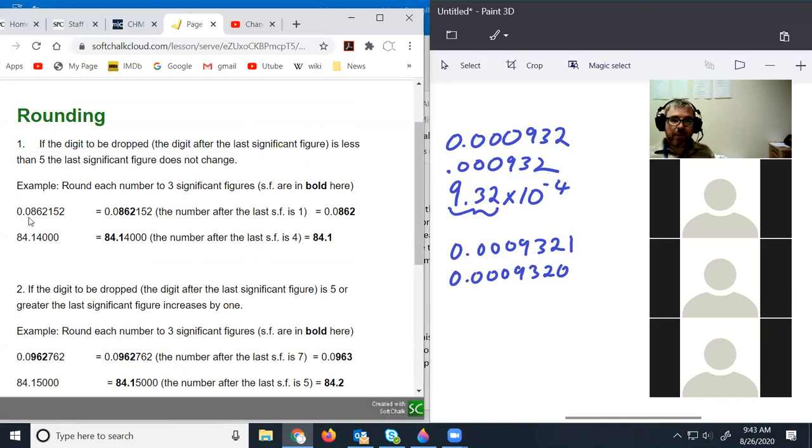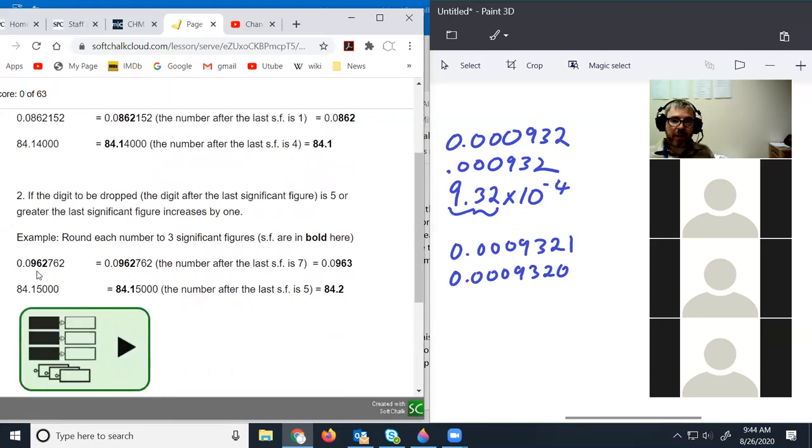So if I had something like 0.0862152, like I've got over here, what we're looking at is a situation where the 862 are significant, and because we want 3 significant figures here, we need to look at the next one and determine whether it's 0 to 4 or 5 or more. If it's 0 to 4, then we just know it's going to be 0.0862. We're going to leave that 2 the same. But if it happened to be 5 or more, then that 2 would go up to a 3. And I think you're quite familiar with that.